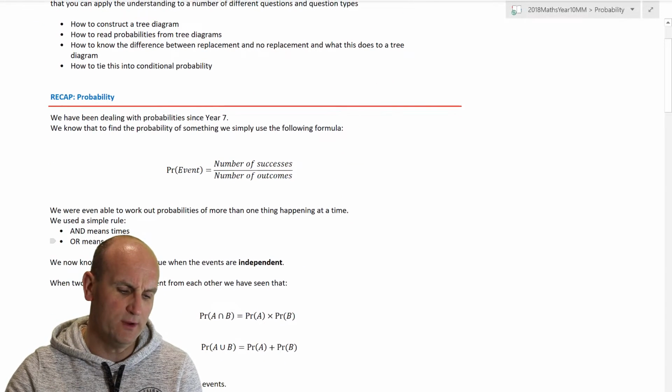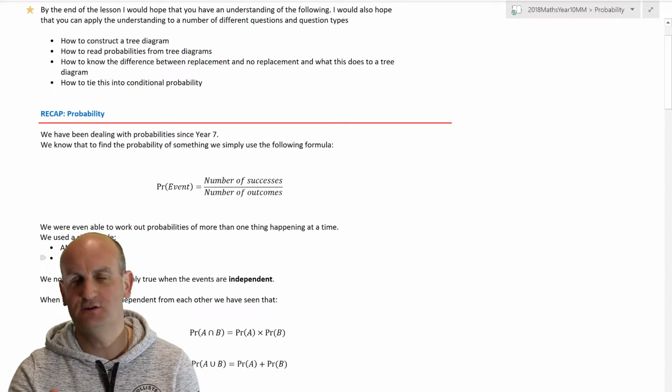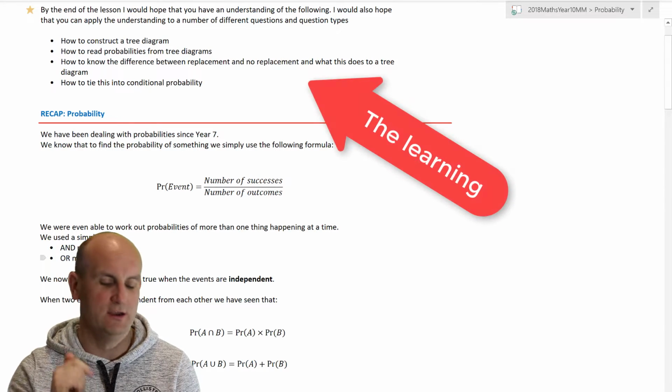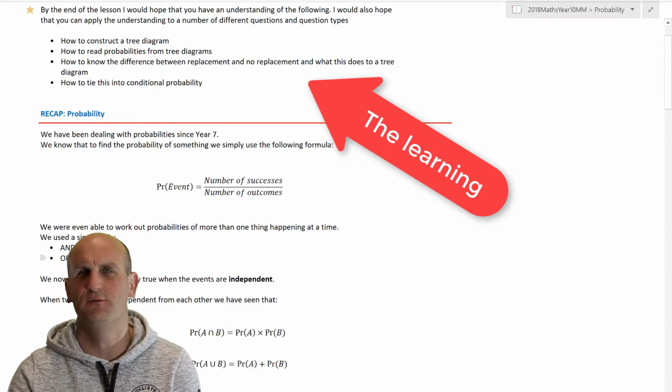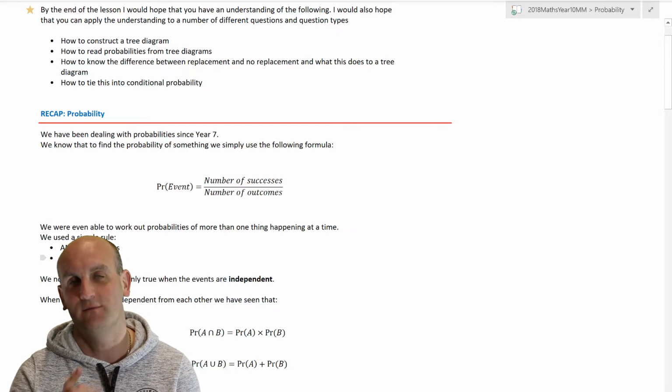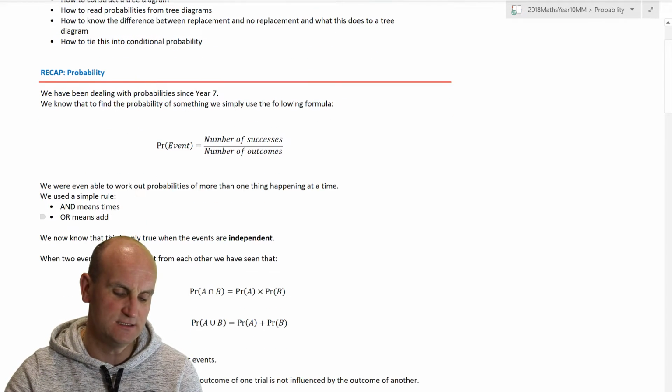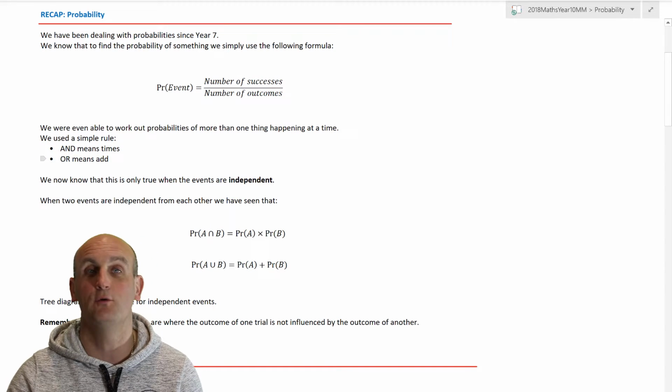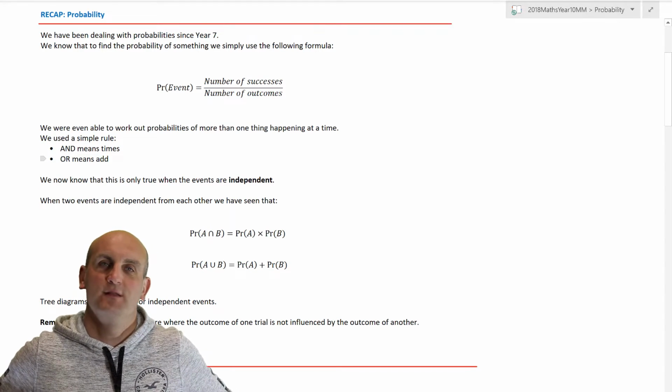So what am I going to do today? Well, I'm looking at pretty much how to construct tree diagrams, how to interpret tree diagrams, how to find probabilities from tree diagrams, including the idea of replacement and no replacement, and I'll come to that in a moment, and how to tie this into the conditional probability we've been doing. Now, good news is, this is the last video in this series.